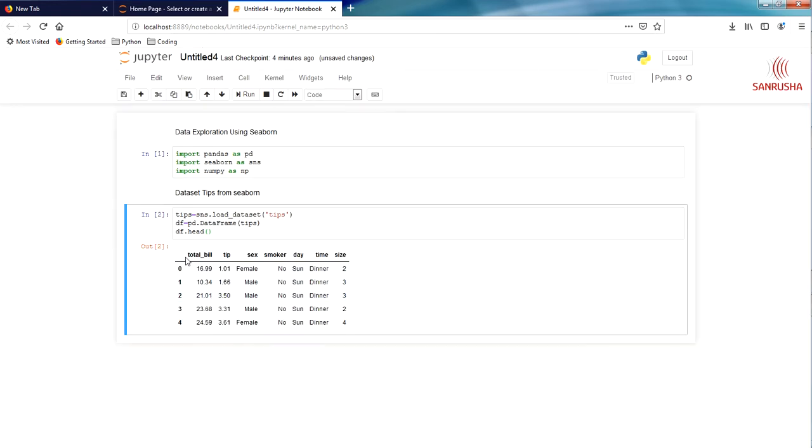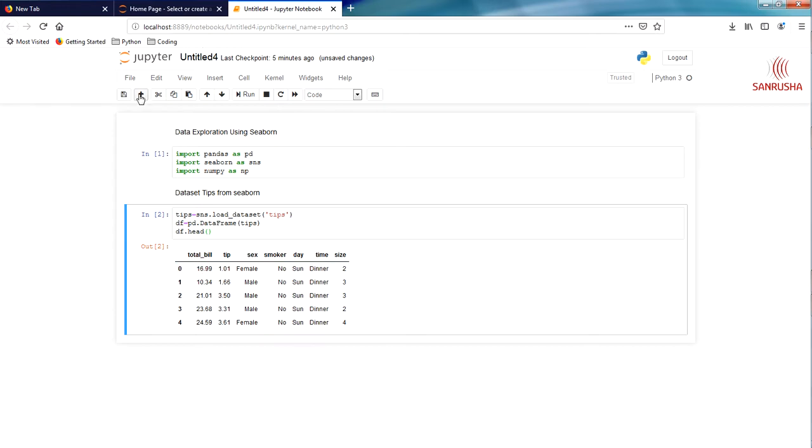So here you go. This is the dataset we are going to work on. A very simple dataset. It shows the tip paid, total bill amount, sex, male or female, and whether the person who paid this total bill amount and tip amount in the restaurant was a smoker or not, what day it was, Saturday, Sunday, Monday, and what time it was, whether lunch or dinner, and what was the party size, 2, 3, 4, 5. Okay, so very simple dataset.